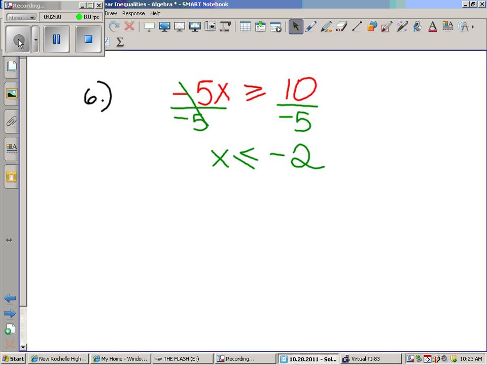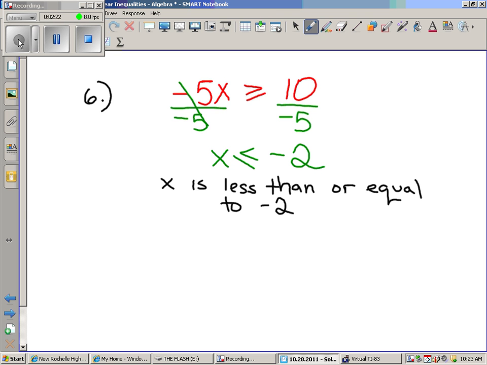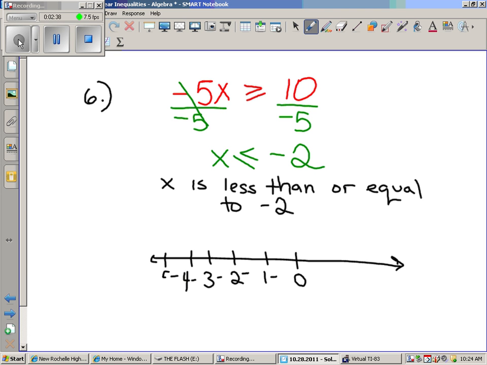And now, let's write down what that means. X is less than or equal to -2. There we go. Now we need some numbers to plot down. Let's put 0, -1, -2, -3, -4, -5.